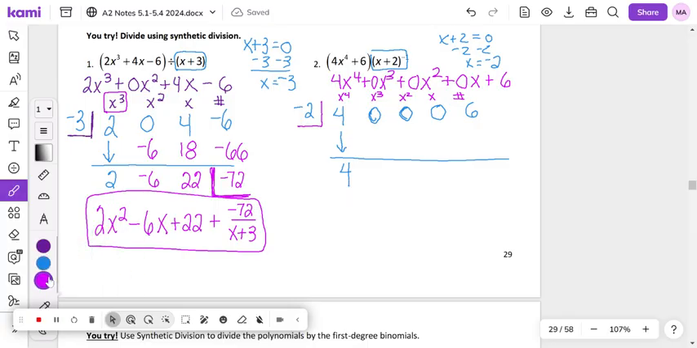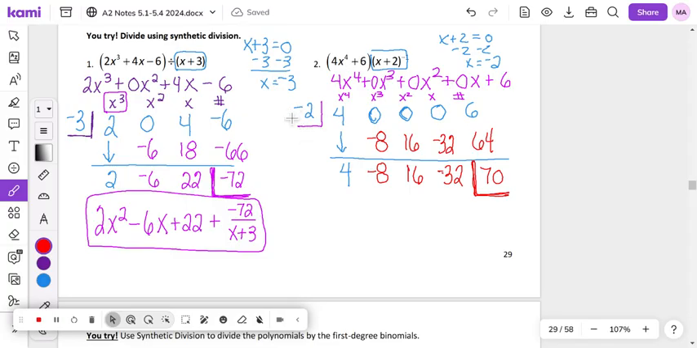So all of that was just to set it up. Now let's start with mama, mama, mama. Multiply and add, multiply and add, multiply and add. So negative 2 times 4 is negative 8. Add down. Negative 2 times negative 8 is 16. Add down. Negative 2 times 16 is negative 32. Add down. Negative 2 times negative 36 is 64. We have a big remainder again. Add down. Put that in its own pocket.